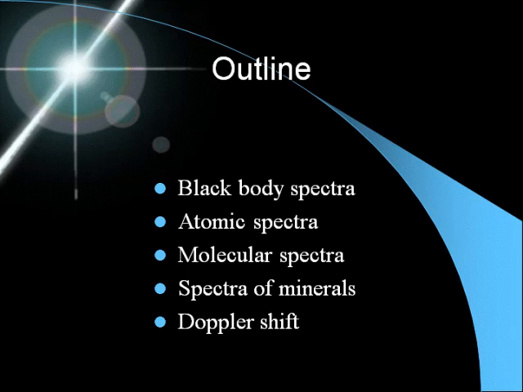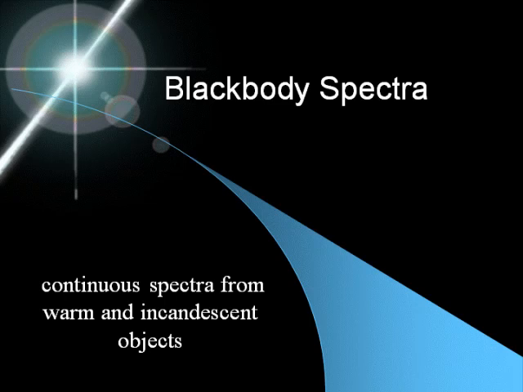Molecular spectra: at low enough temperatures, molecules do form. They have a different spectra than individual atoms. We'll talk about spectra of minerals, and again, going back to Mars, it's very important to be able to understand what type of light minerals will absorb. And then finally, we'll talk about Doppler shift, which tells us a lot about the speed an object is traveling. So let's start with black-body spectra.